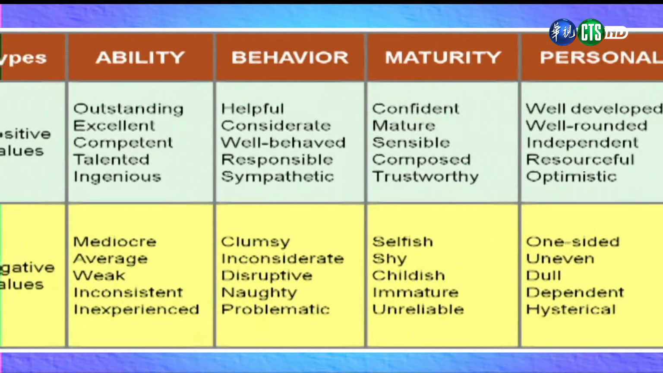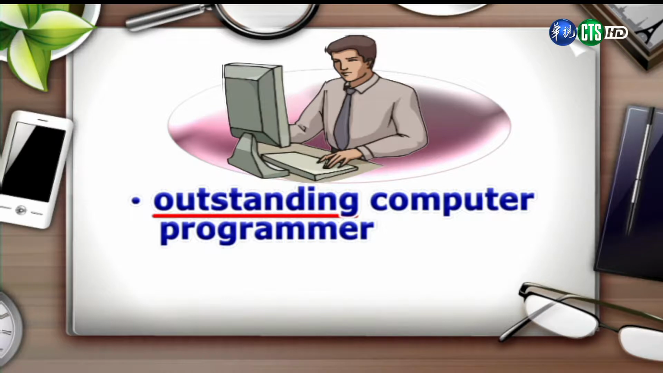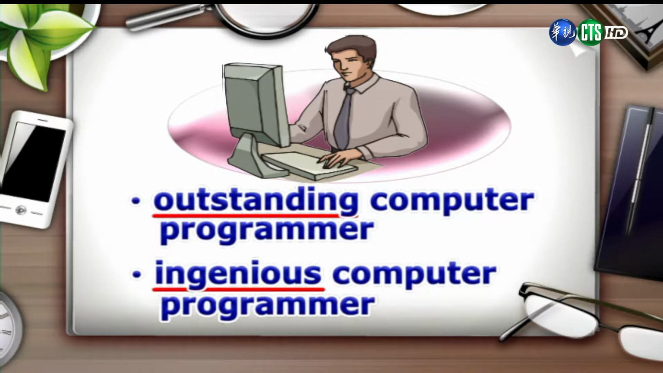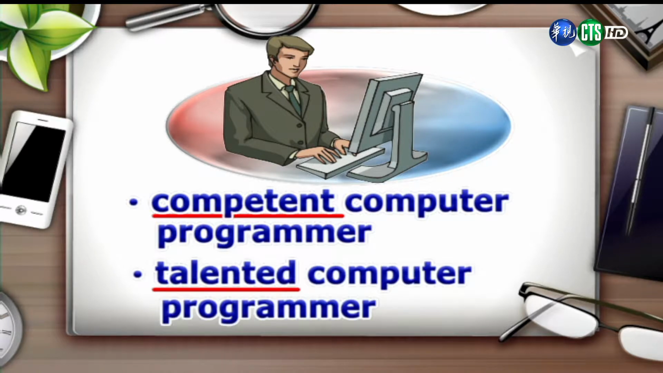And so let's just take a look at one of the categories, which is the ability adjectives. Now, these adjectives deal with the skill someone has when they're dealing with a task. If we take some words from this category, for example, we could describe someone as being an outstanding or ingenious computer programmer. And if we use some other words, we can describe another person as being a competent computer programmer or a talented computer programmer.